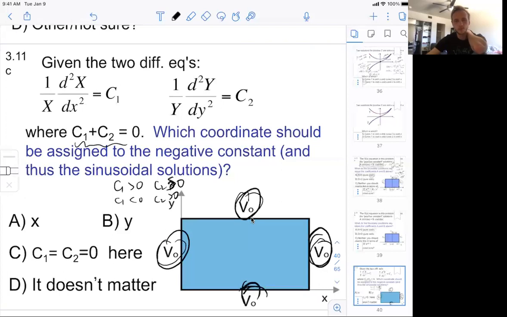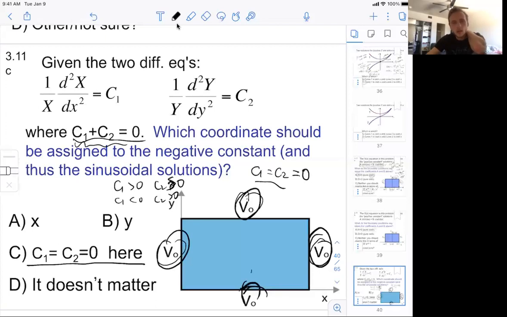Take a wild guess. The only way for that to happen is that C1 and C2 must be the same, right? Because it's the same behavior in both directions. So if they're the same and they add up to be 0, each of them has to equal what value? Would it be 0? Yeah, they would just have to be 0. That's the only way for this to work. Now C1 and C2 must be 0 here, because in the X direction and Y direction, it's exactly the same behavior.